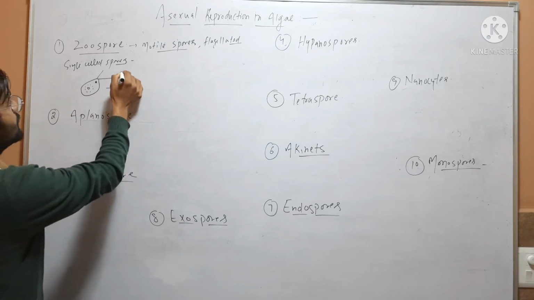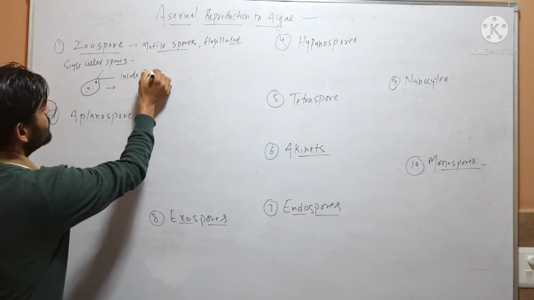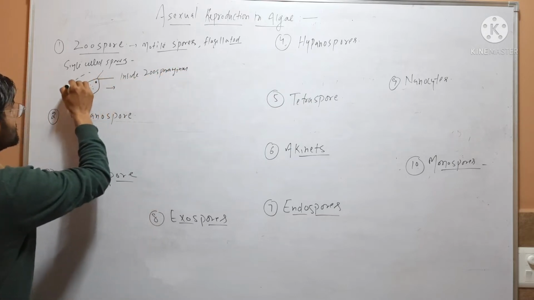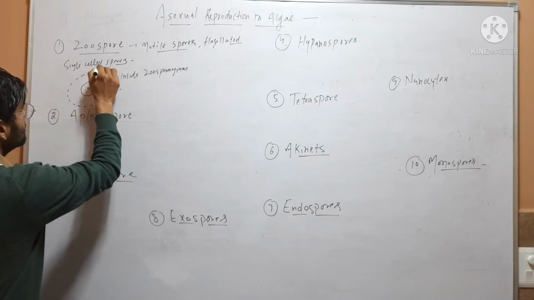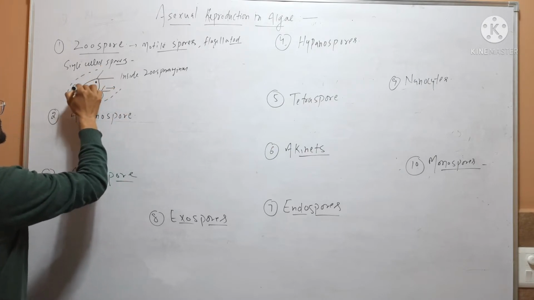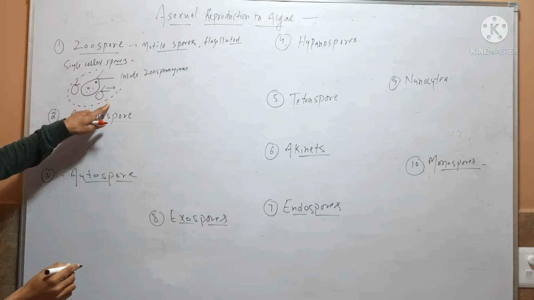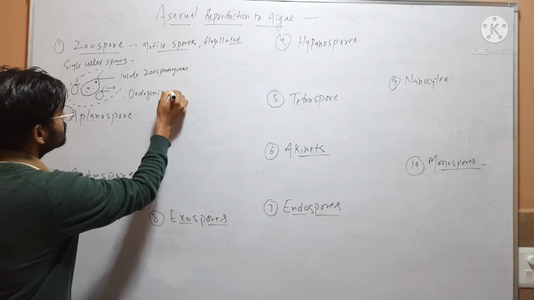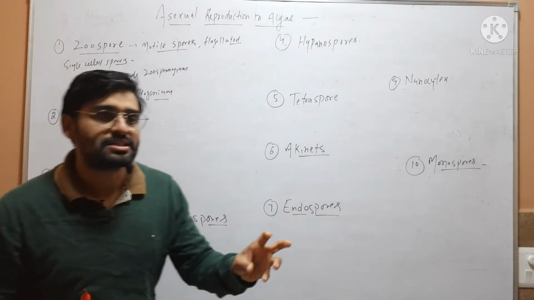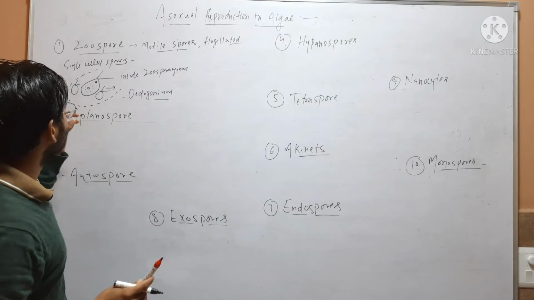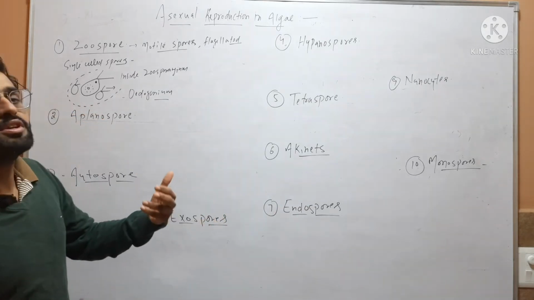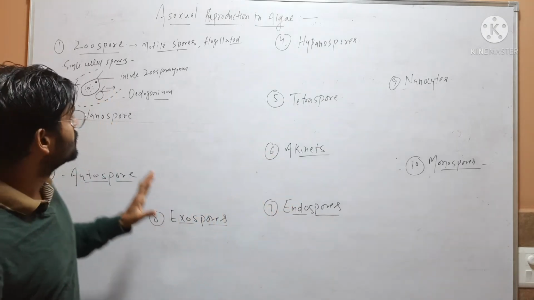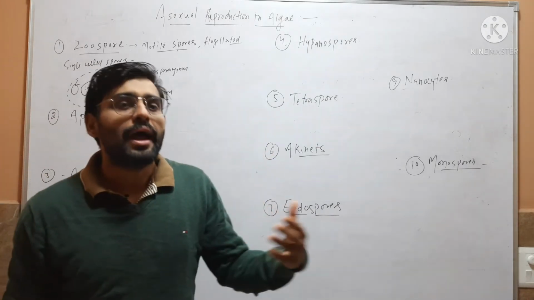and these are produced inside zoosporangium. Suppose this is a larger structure. So these are produced in this larger structure, and this structure is called zoosporangium. For example, Oedogonium. So zoospores are smaller motile cells, flagellated single-cell structures that are produced inside zoosporangium. So these types of spores are formed in aquatic algae.